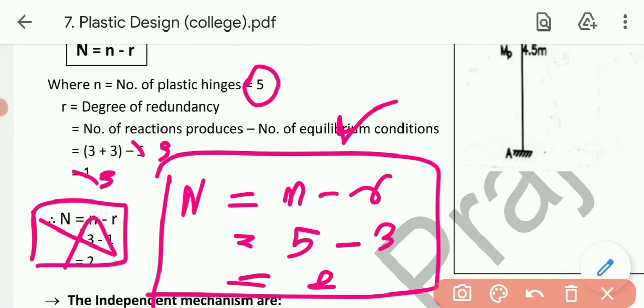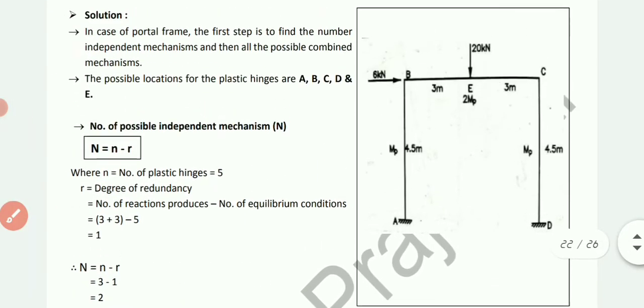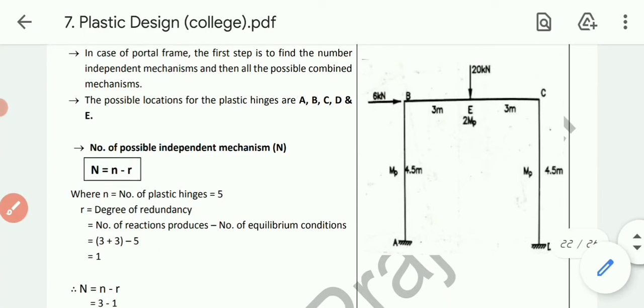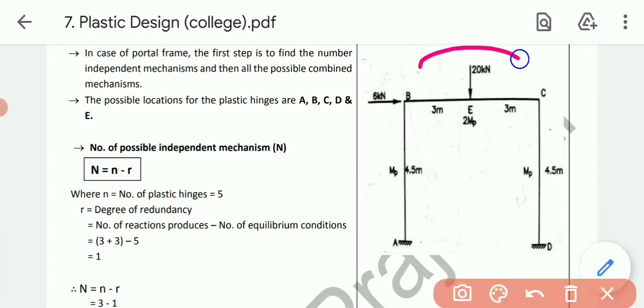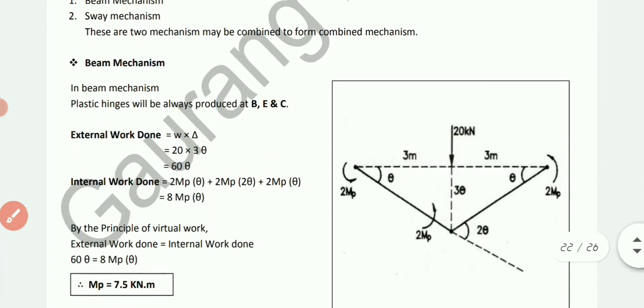Now as we got the answer 2, as I told you in the previous example also, mostly we will get the answer 2 only. So as N is 2, 2 mechanisms will be produced, beam and sway. So first of all let's talk about the beam. Now this one is the beam mechanism and its moment is twice MP, remember this. A central point load is there. So let's do the beam mechanism.